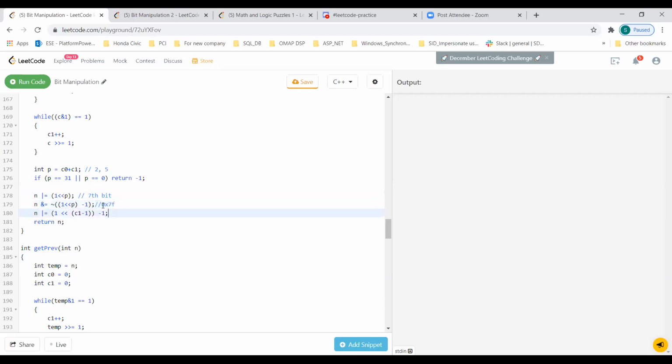So when I get this 7f, and I have already set that seventh bit, then I OR this with C1. So this is the second part. First, I'm setting the highest one, and then I'm clearing all the bits to its right side. So this 7f, if I invert it, I'll be clearing all the ones which are to the right side.